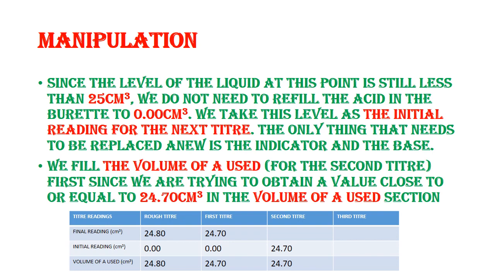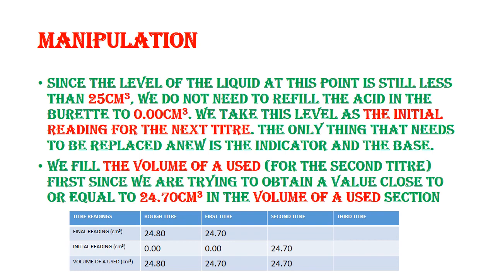Now, since the level of the liquid at this point is still less than 25, this is what I just explained. I explained to you before about more than 25, taking your final reading as the initial reading for the next one. So there's nothing here that is new to you. Since the level of the liquid at this point is still less than 25 centimeter cube, we do not need to refill the acid in the burette to 0.00 centimeter cube again. Okay, we take this level as the initial reading for the next Titer. The only things that need to be replaced and new are the indicator and the base. Okay, we fill the volume of A used for the second Titer.